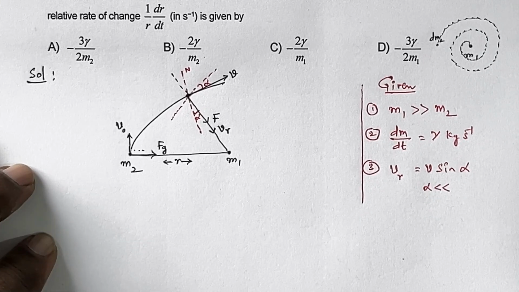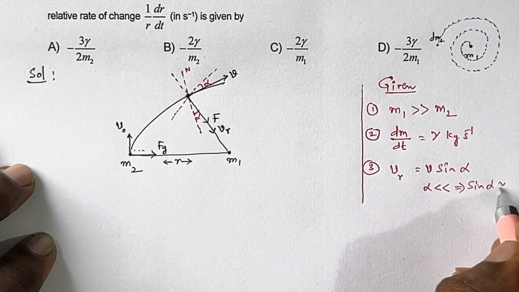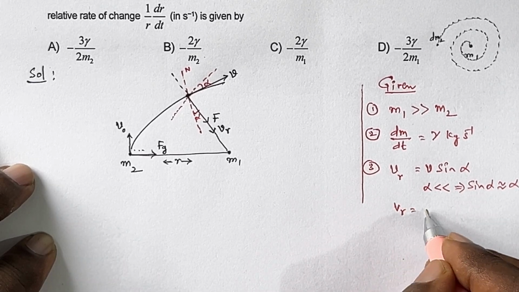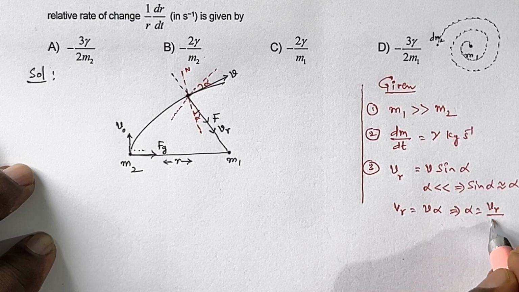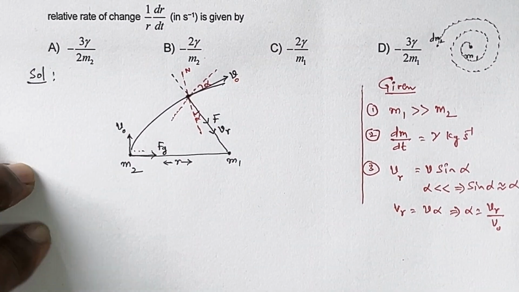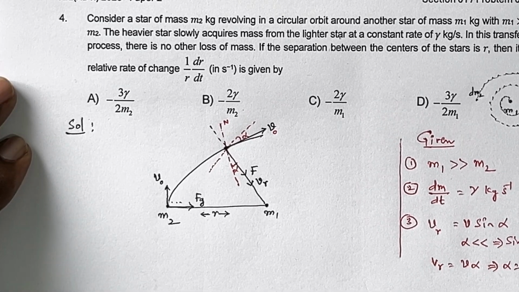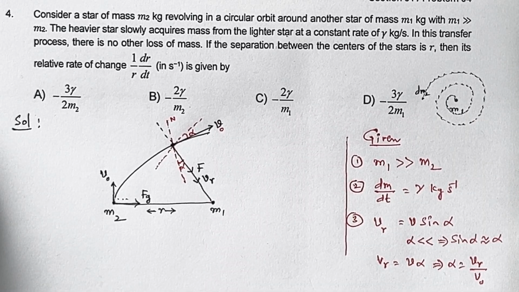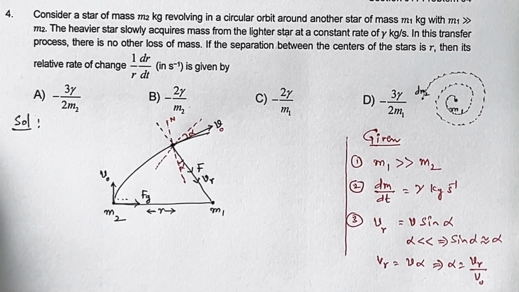Alpha is very small, so sine alpha is equal to alpha. So vr I can write like this: v alpha. From this, alpha is equal to vr by v. This v is nothing but the orbital velocity only. That is changing, and the rate of change we have to calculate. Anyhow, let us come back. These are the things they have mentioned in the problem, and from the analysis of the given data, these things we have written aside.